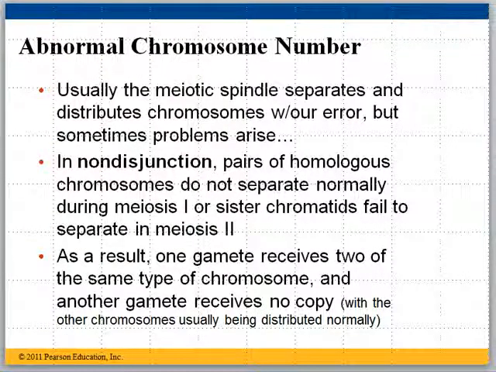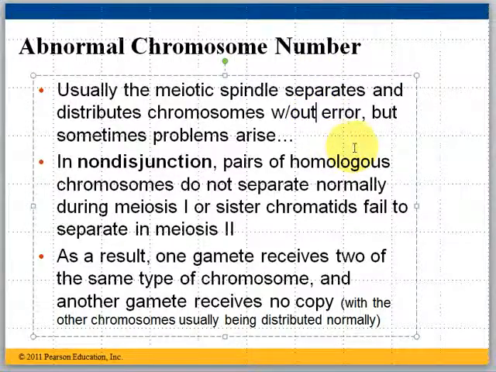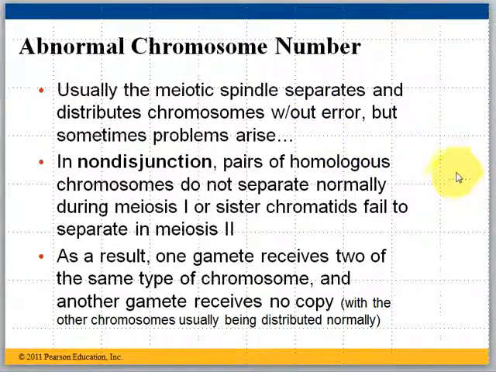The first possibility that something might go wrong is an abnormal chromosome number, where you don't have the right number of chromosomes within the cell. Usually during the lining up and separating, where the meiotic spindle separates and pulls the chromosomes toward one particular end of the cell, that happens without error, but sometimes problems do arise.